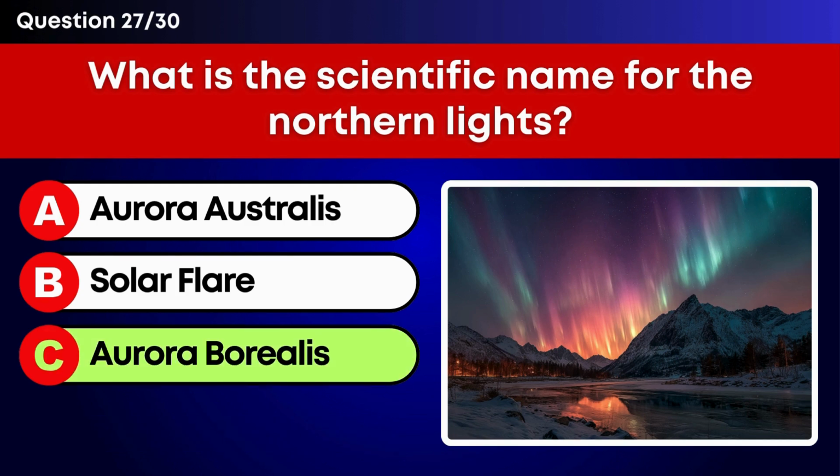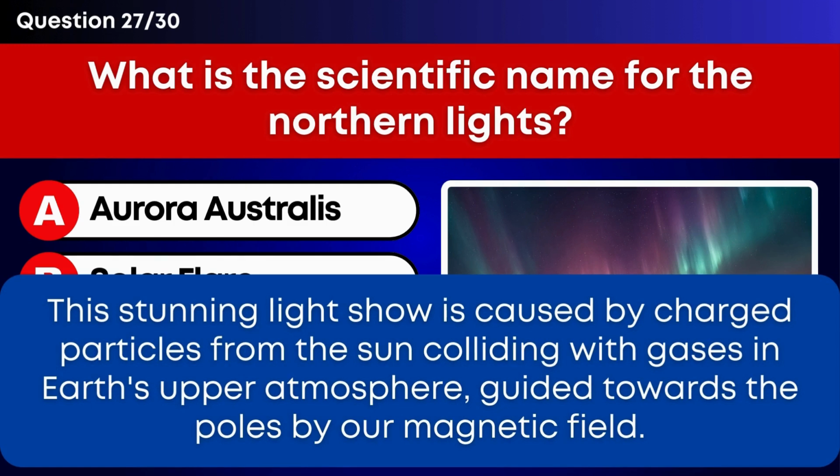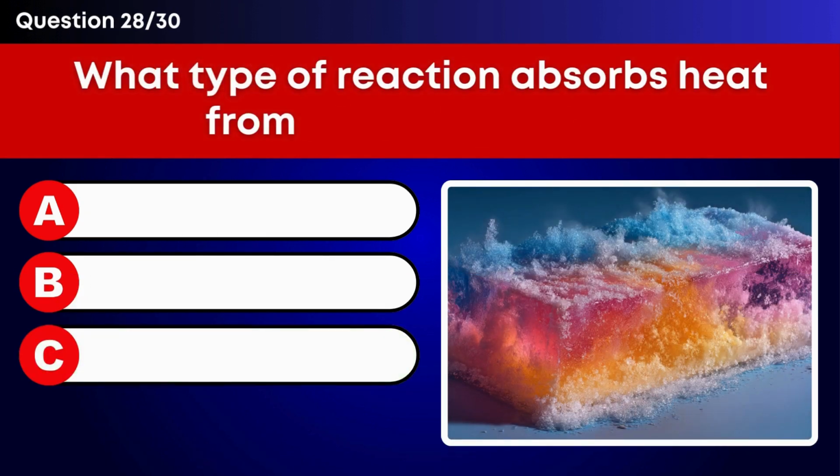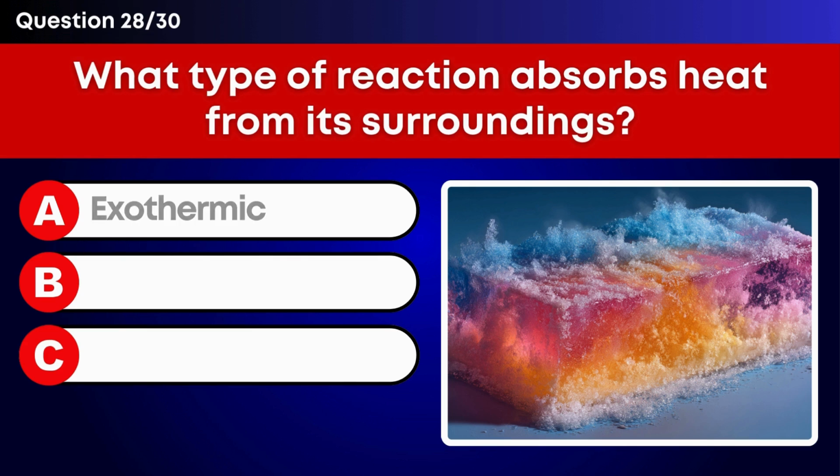Aurora borealis. This stunning light show is caused by charged particles from the sun colliding with gases in Earth's upper atmosphere, guided towards the poles by our magnetic field. What type of reaction absorbs heat from its surroundings?